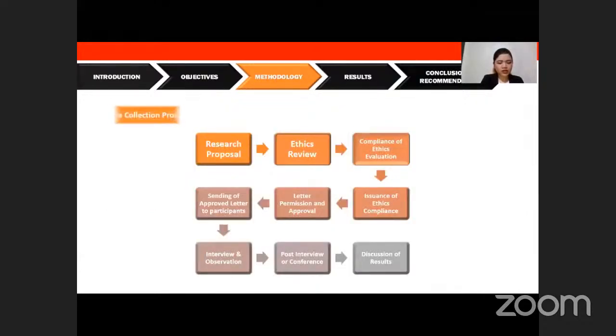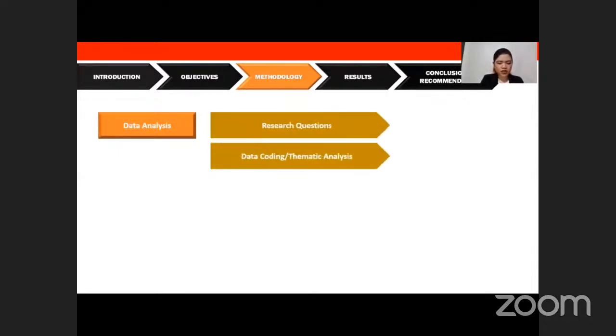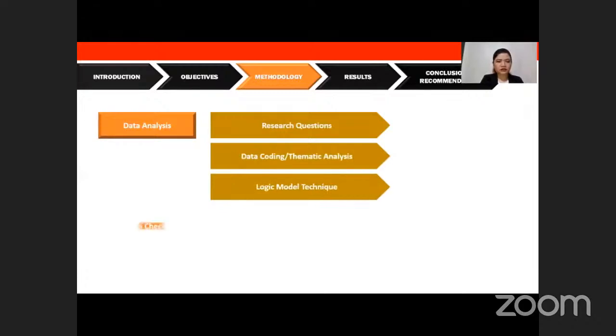The data collection process includes the following steps. These measures were utilized and carried out during the conduct of the research. During the data analysis, the researcher utilized these techniques or mechanisms: the research question, data coding, and logic model technique.